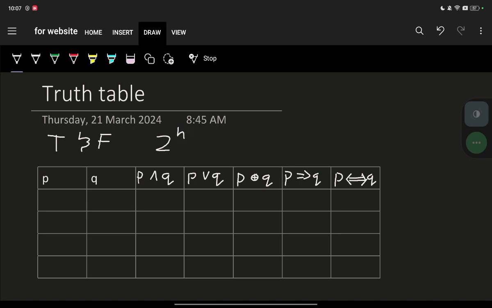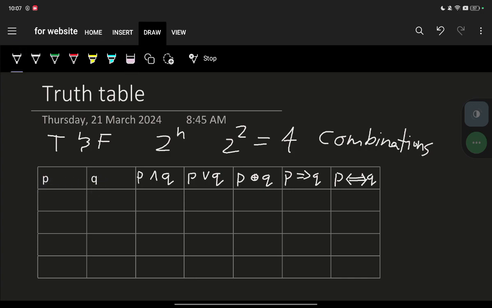And then we'll have to add raised to n. Now n is how many propositions are included. So the propositions are P and Q, so it's 2 raised to 2. That gives us 4. It means there are 4 possible combinations we can make.